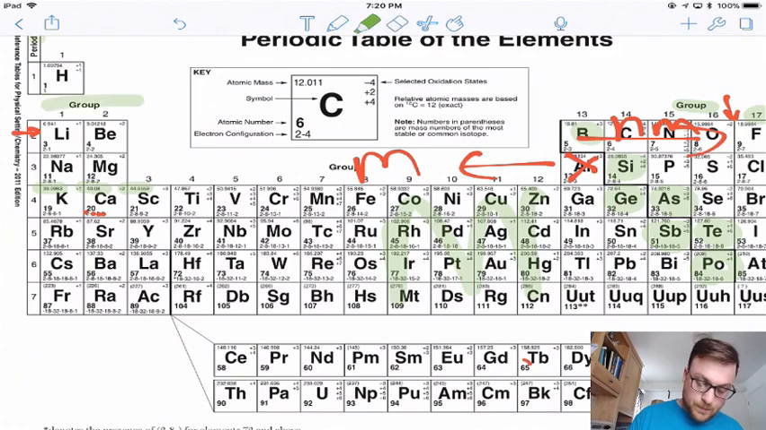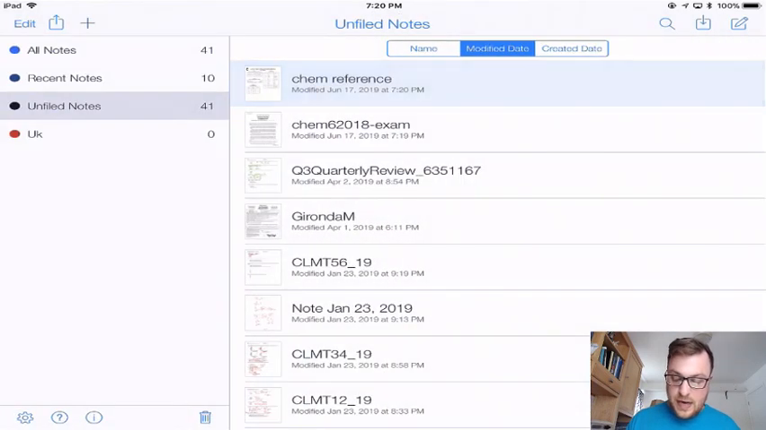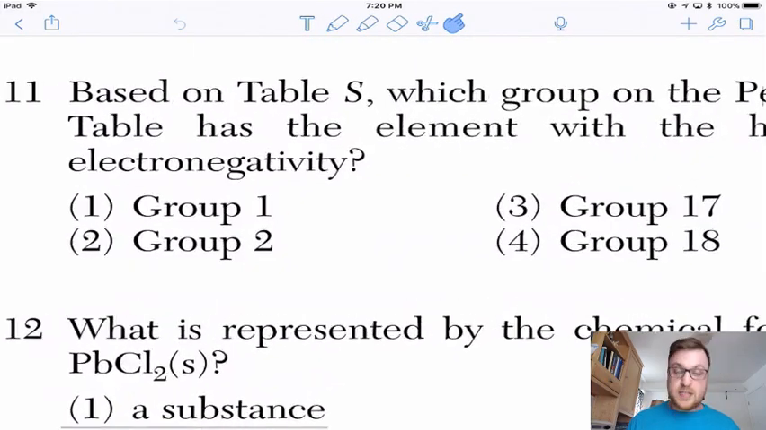Here's period. So you'll notice, obviously, they're going to put group 2 as an option because fluorine is in period 2, and there's always going to be an answer. They're not trying to trick you. They're just trying to see that you know the difference between a group and a period. Fluorine was in group 17.